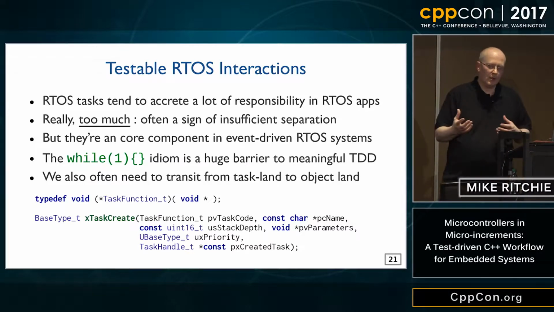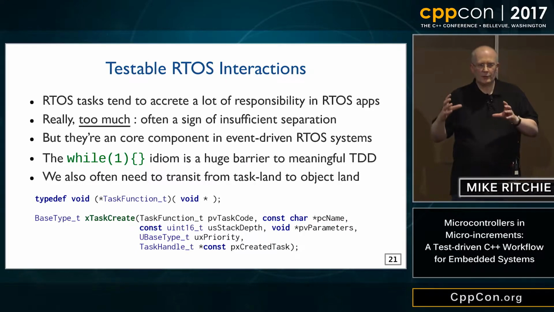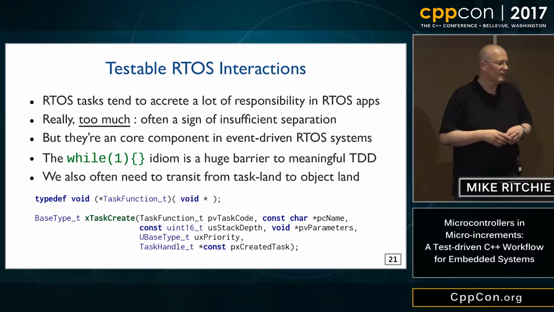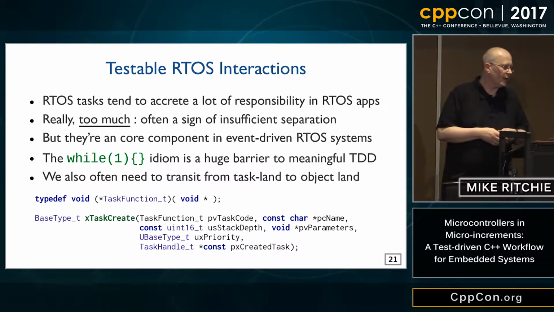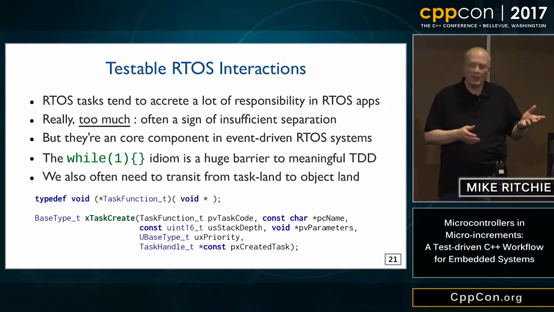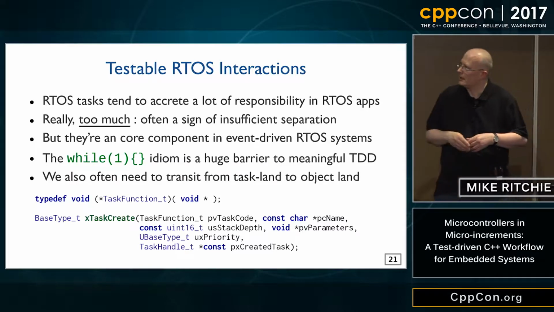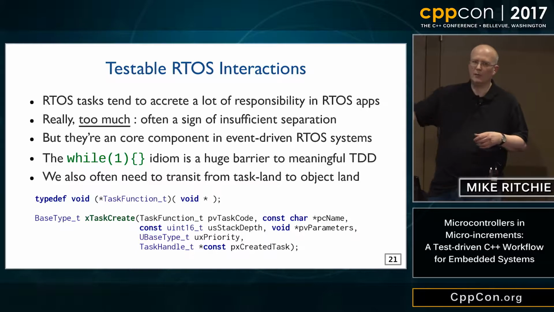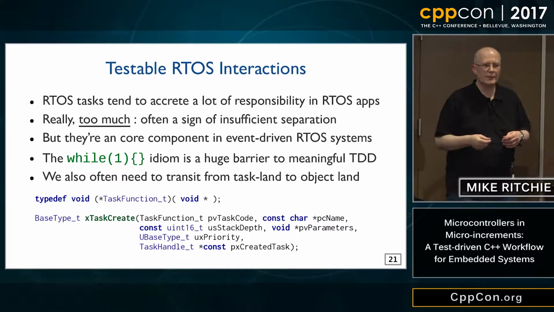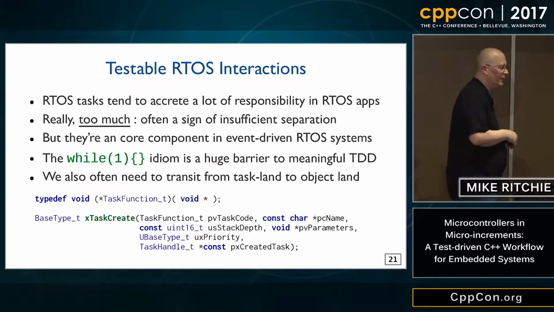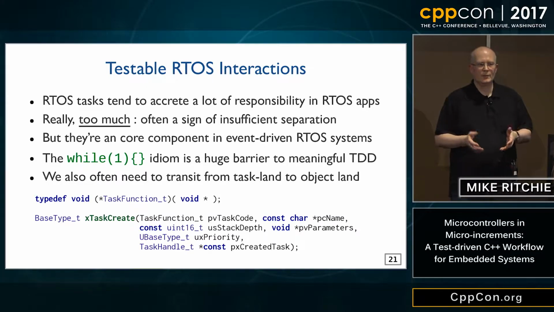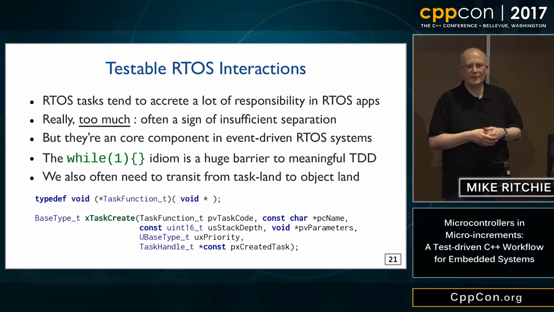I've often found, when I'm using a real-time operating system, I want to transit from task land into object land, right? I have a more object-oriented design, and I need to find a way of doing that effectively. With FreeRTOS, for example, we have our task create function, and the one I want you to focus on there is pvParameters. There's a single parameter we can pass, a pointer to void. And what do we do with that? Well, we can construct an object and pass that in as a parameter.